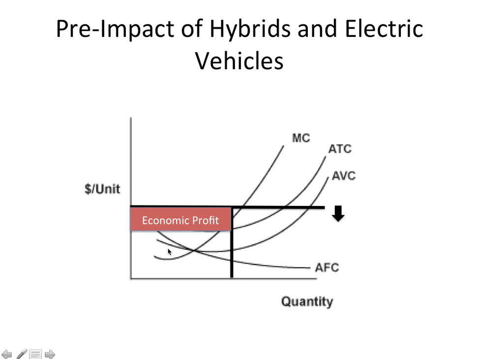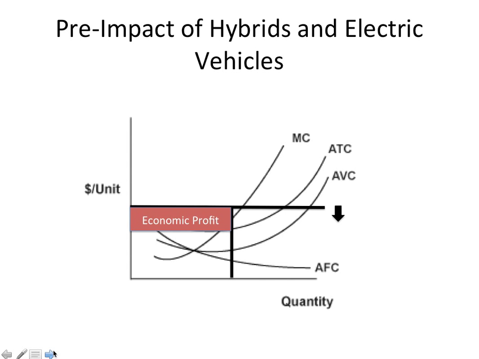Now, let's talk about the impact on the cost curve. As you can see, economic profit is right here. And this is pre-impact of the hybrid and electric vehicles. So this is before they even existed. This is their economic profit. But as you can see, you have marginal cost, the average total cost, average variable cost.